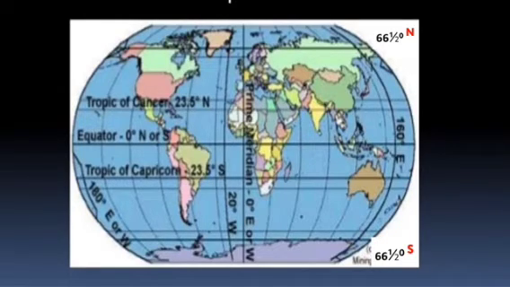Equatorial region experience highest temperature and it is the hottest region. Tropical zone experience moderate temperature, that is neither very hot nor very cold. The region of Arctic Circle and Antarctic Circle are called frigid zones and they are the coldest regions of the earth.